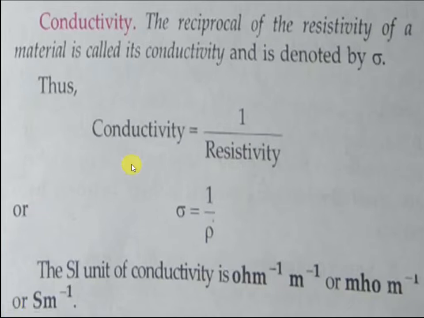And conductivity is the reciprocal of resistivity. Conductivity is 1 by resistivity, so sigma is 1 by rho, and the unit of resistivity was ohm meter. Now this is per ohm per meter, or mho per meter, or Siemens per meter, is the unit of conductivity.